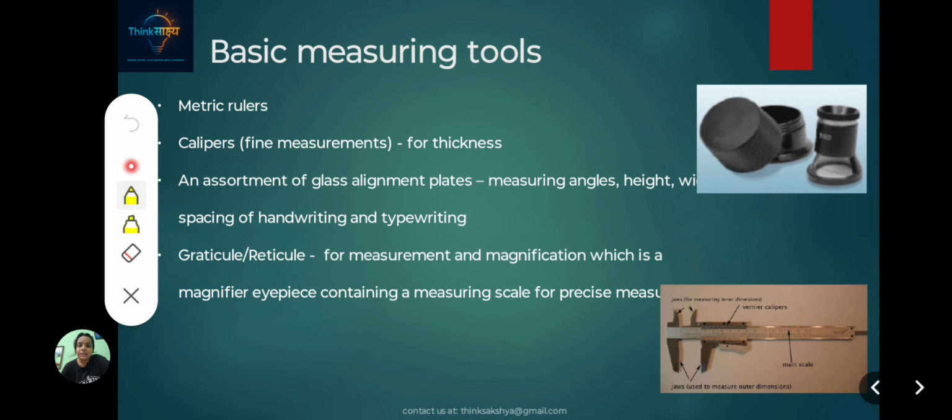First, coming to basic measuring tools. In basic measuring tools, first of all, are the metric rulers, which are basic scales that we use in regular life. Then come the calipers.